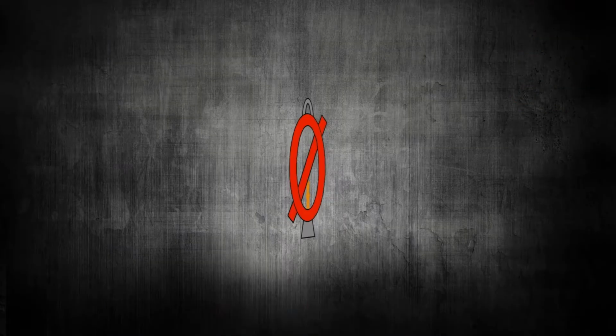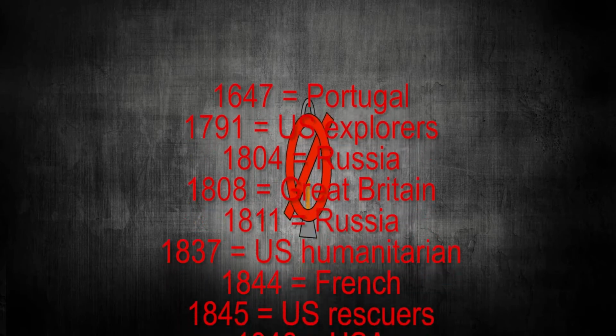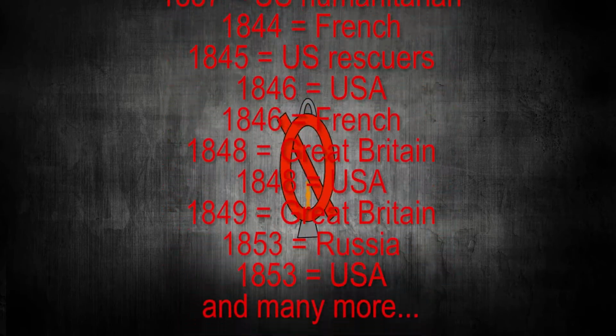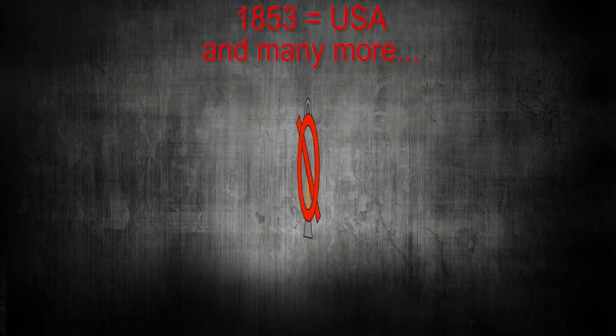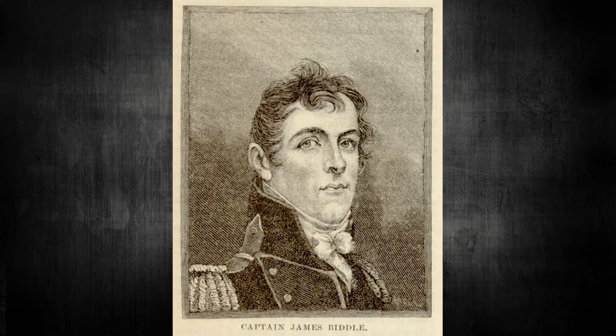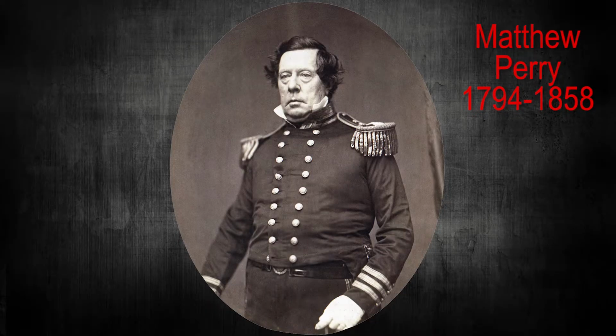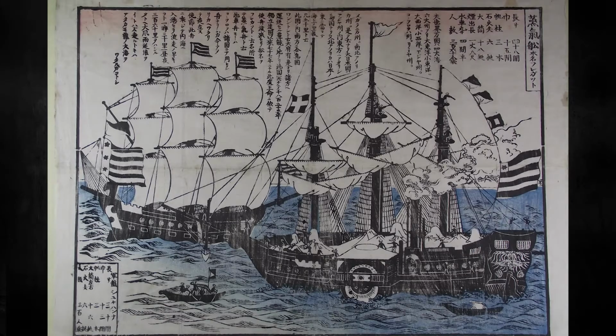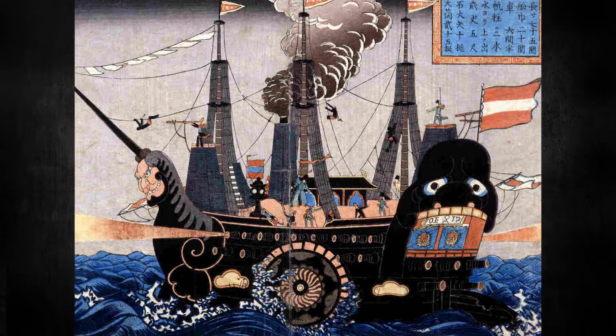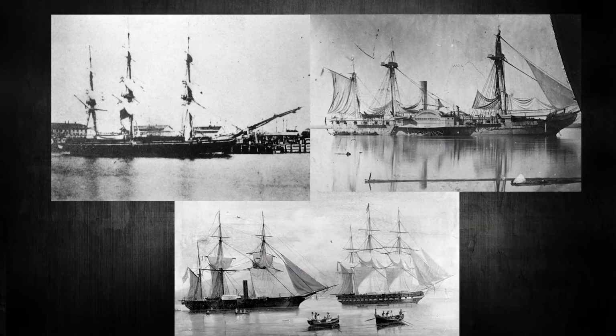the limitations already set. There were at least 20 attempts to open the border, including one by the US in 1846 under the command of Captain Biddle, before it finally changed. The US in 1853 sent a flotilla under the command of Commodore Perry. This flotilla is known as the Black Ships in Japan because of the smoke they produced from the coal-powered steam engines. It was a whole group of the most modern warships available at the time.